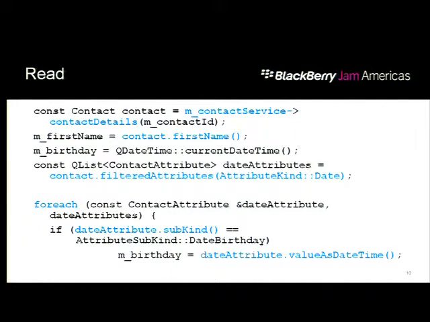So for some of the complicated ones, like the birthday, you might end up having multiple different subkinds for it. So you get a list when you ask for that attribute, and then you have to go through each one and see if it's the subkind you're looking for. And then if it is, do whatever you want with it. In this case, we're getting the value of the date.